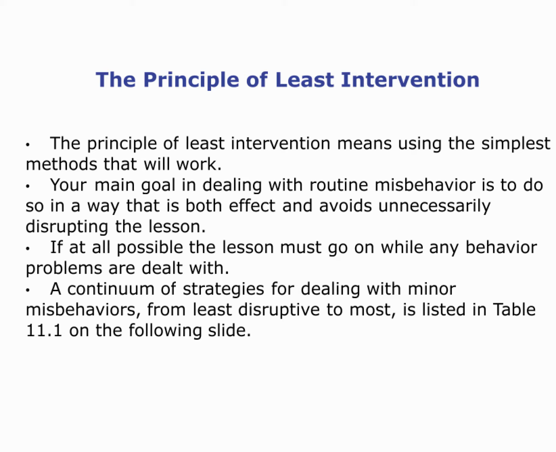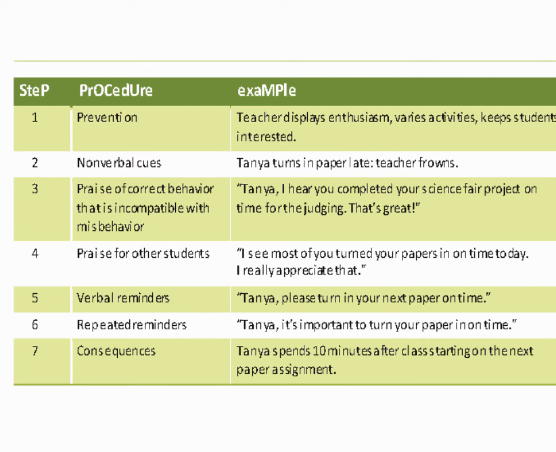A continuum of strategies for dealing with minor behaviors, from least disruptive, is on the next slide that I'm going to show you. If you're listening, if you go back to your book, it's on 11.1. So, prevention: the teacher displays enthusiasm, varies activity, and keeps students interested. Nonverbal cues: Tanya turns a paper in late and the teacher frowns. Just giving that disapproving look sometimes will do it. Or you can give the excited look. Some kids are really doing something you really like. You can just keep looking at them and shaking your head.